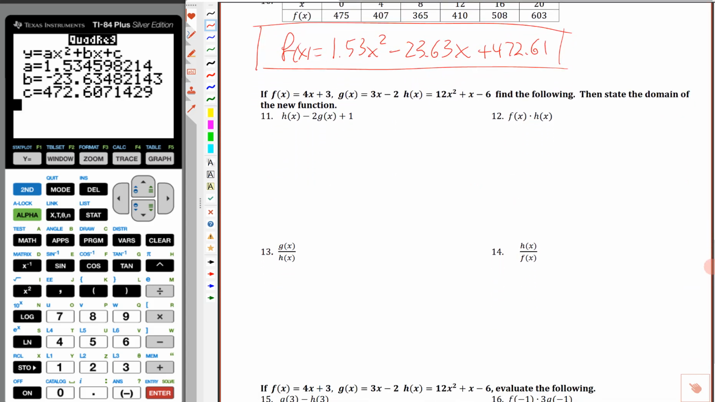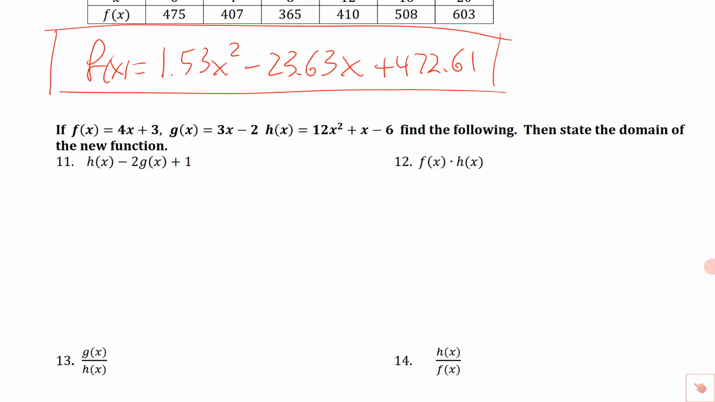I think we can probably do this without a calculator, but let's take a look and see what happens here. So we need to do these operations with these particular functions. So we're going to take h of x, subtract 2 times g of x, and then we're going to add 1. So let's see what happens there. H of x, that's this one, so that's going to be 12x squared plus x minus 6. And then we're going to subtract 2 times g of x, that's this one, so 3x minus 2. And then we're going to add 1 on the very end there. So here's our h of x, minus 2 times g of x, and then plus 1.